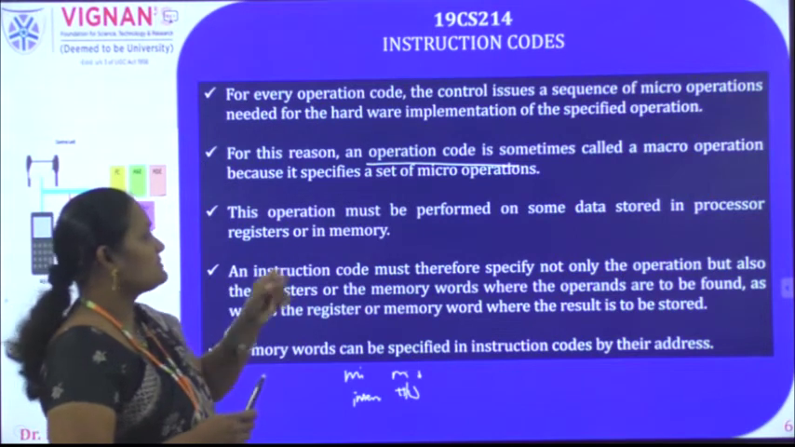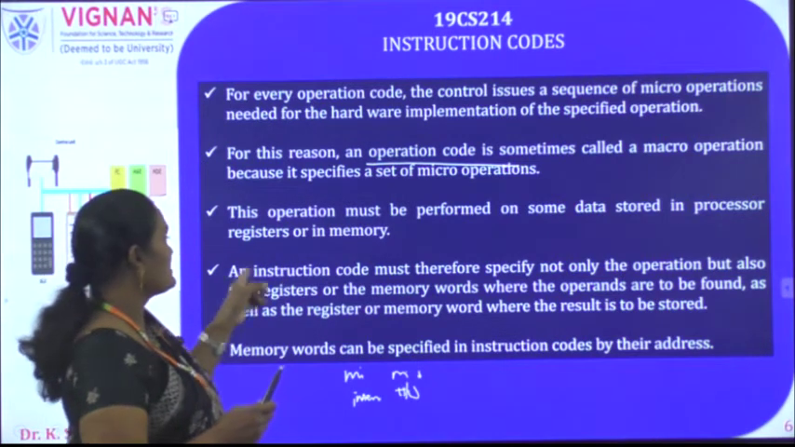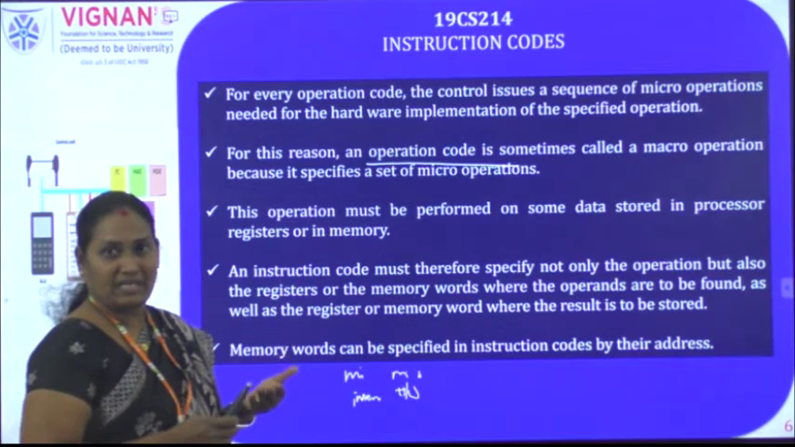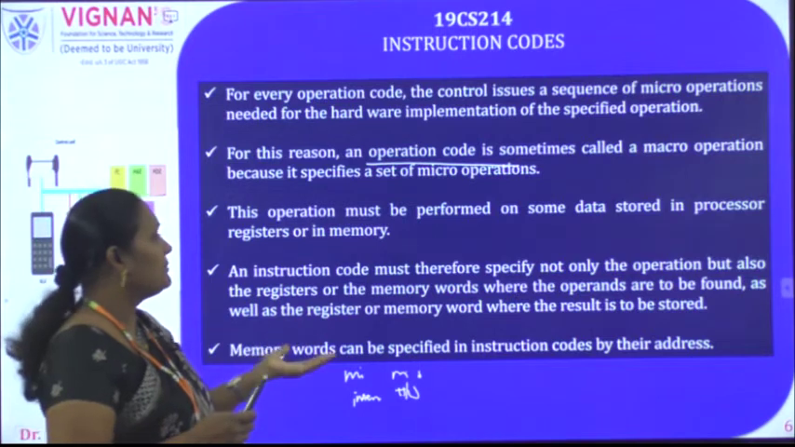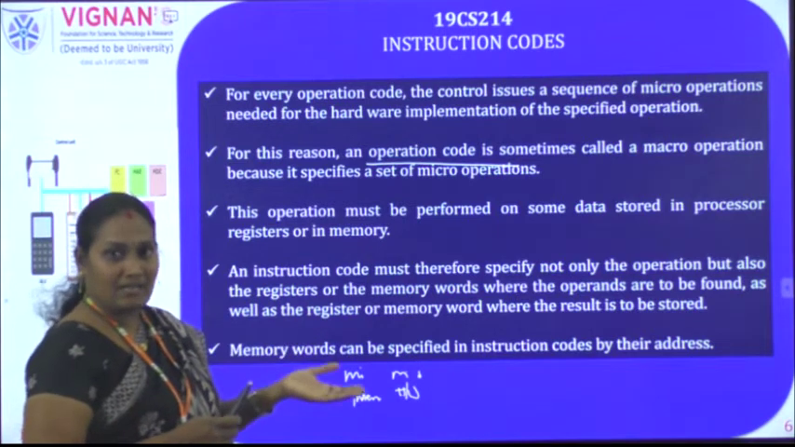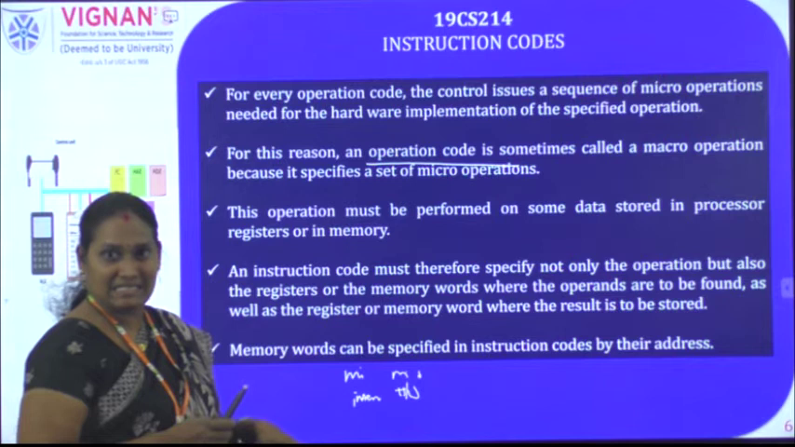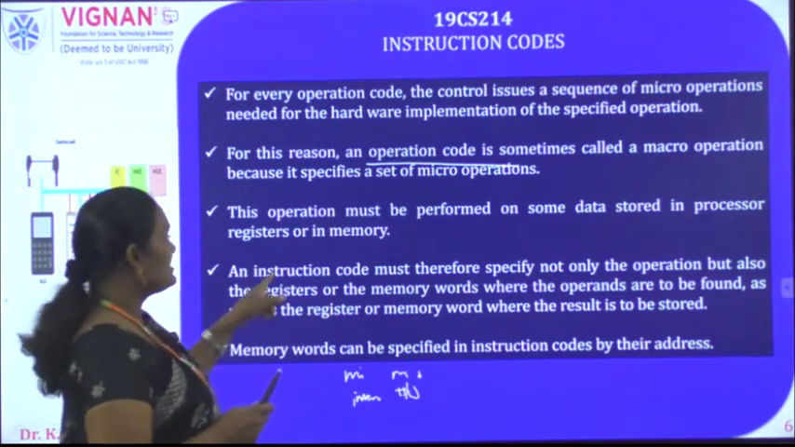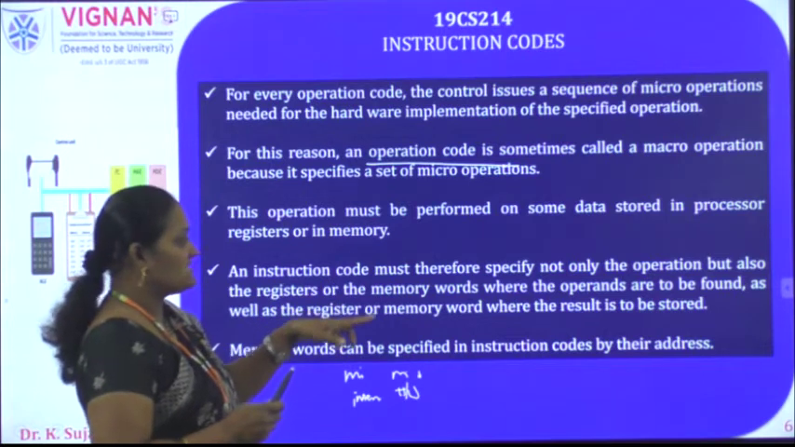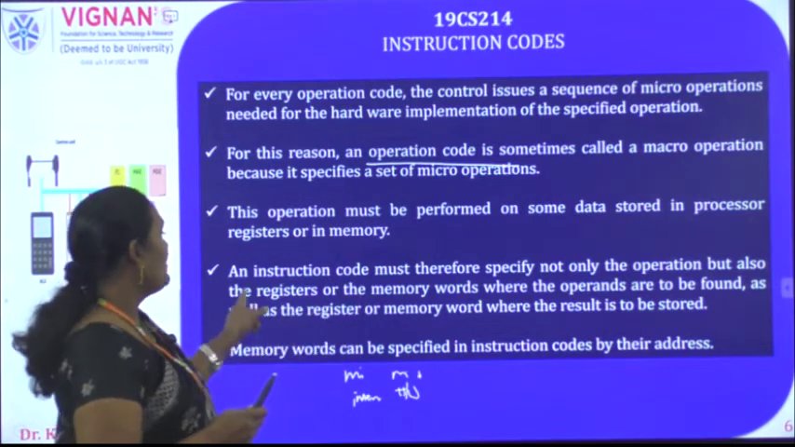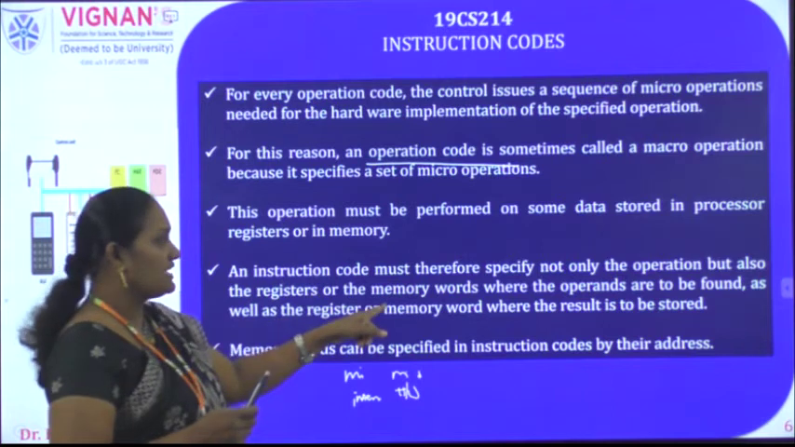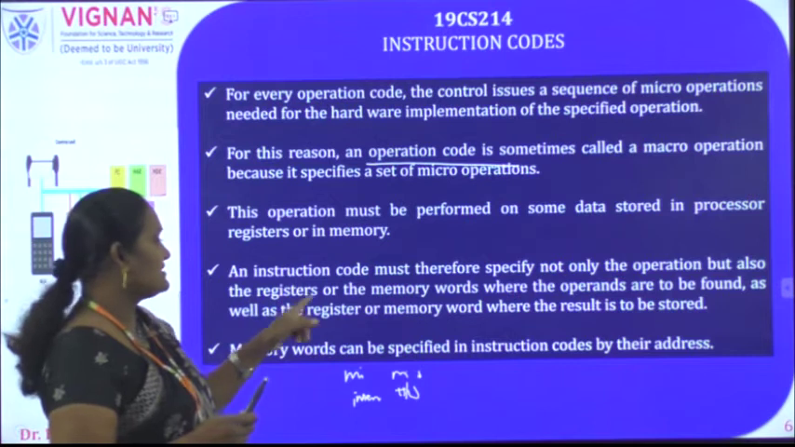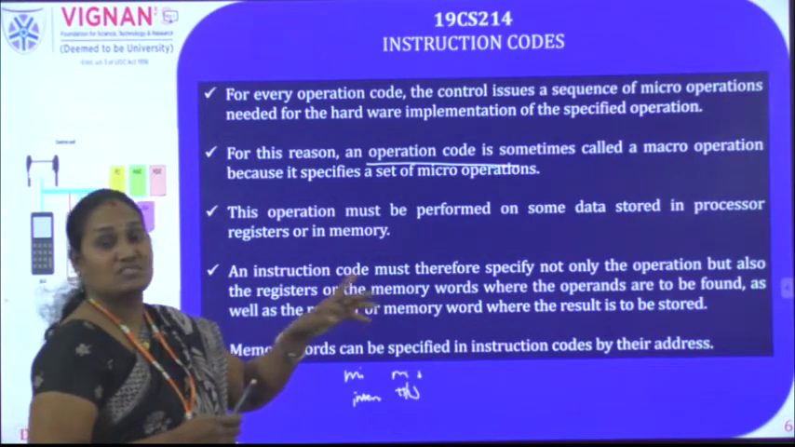Now this operation must be performed on some data stored in processor registers or in memory. Whatever operation code we take, that operation should be implemented on the data. That data may be stored in the internal registers or in the memory. An instruction code must therefore specify not only the operation but also the registers or the memory words where the operands are to be found, as well as the register or memory word where the result is to be stored.